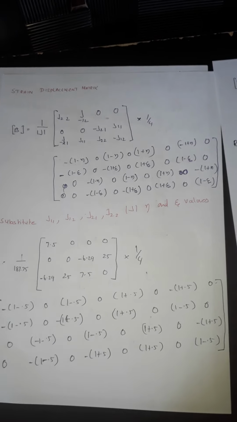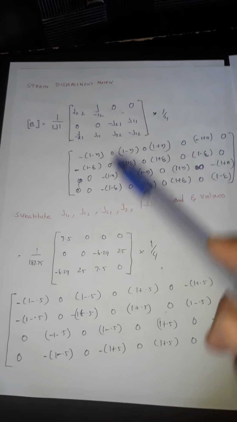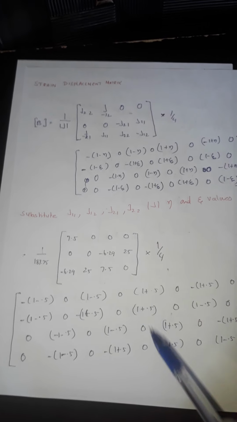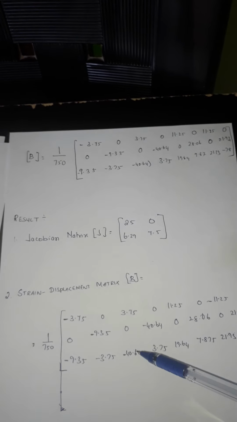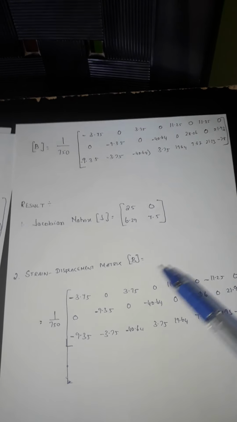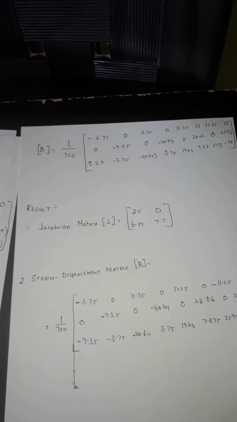This is the easiest unit, as you are only going to substitute. So this is the value I got. I substituted and multiplied, and got this value. This is the strain displacement matrix, and I have presented the result here. This is the way we find the Jacobian matrix and strain displacement matrix. So please be careful in taking the values.